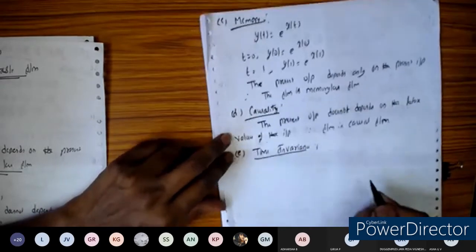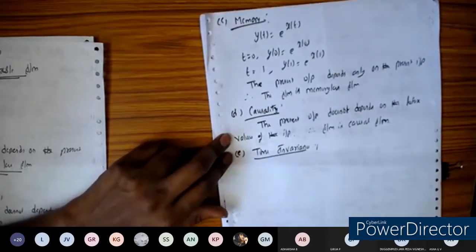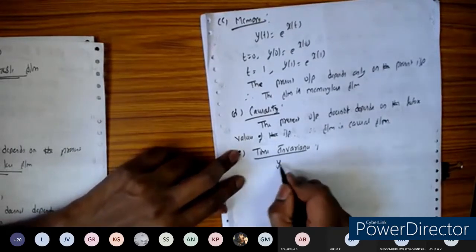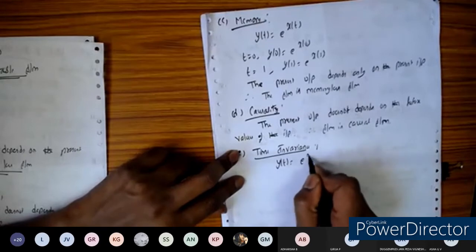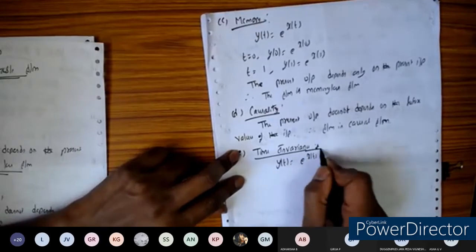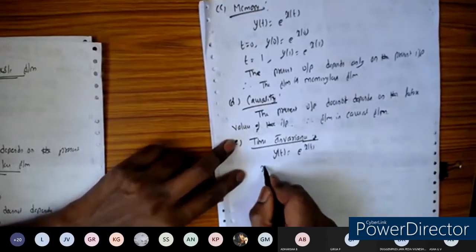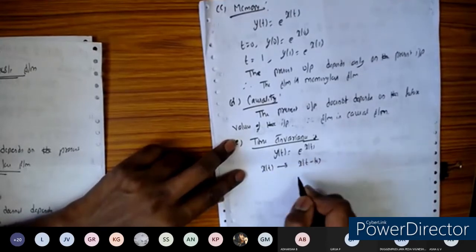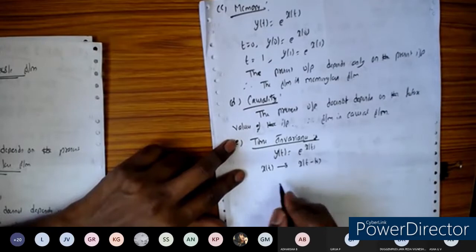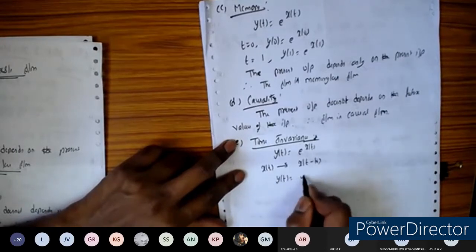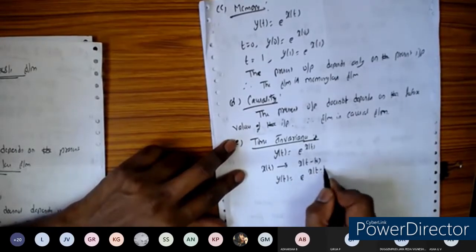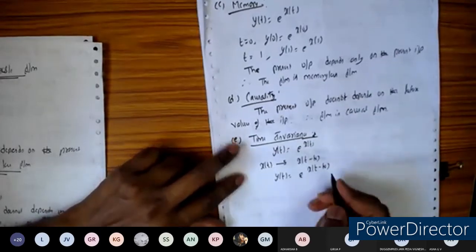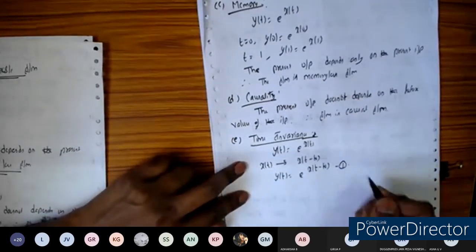Time invariance. Given the system y of t is equal to e to the power of x of t, let us replace x of t by x of t minus t naught. So y of t is equal to e to the power of x of t minus t naught. Call this equation number 1.